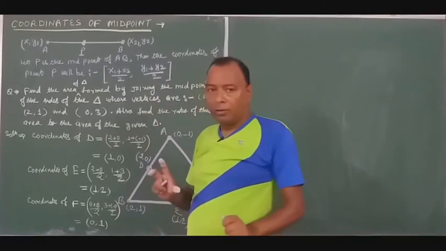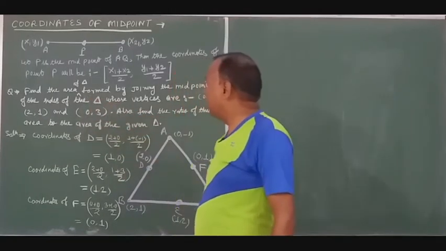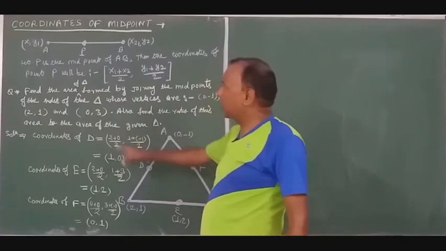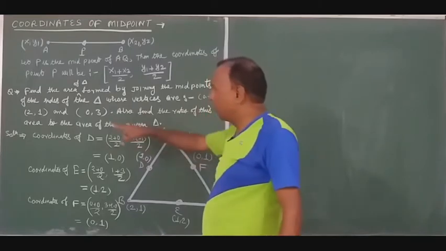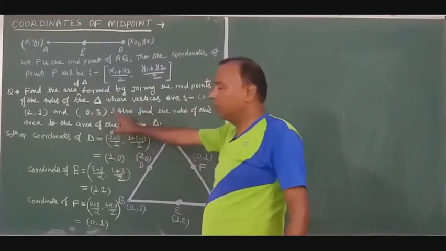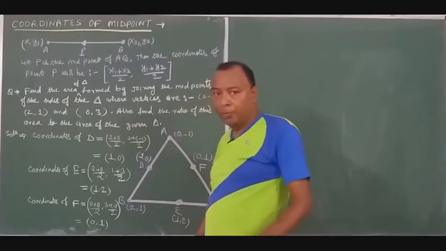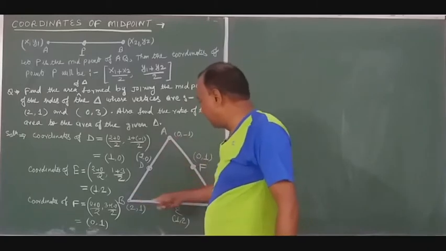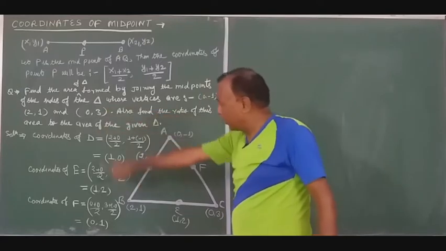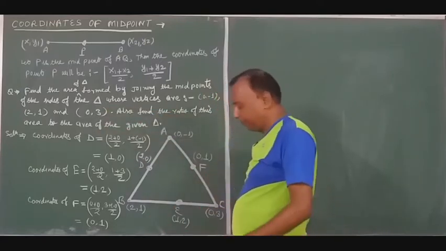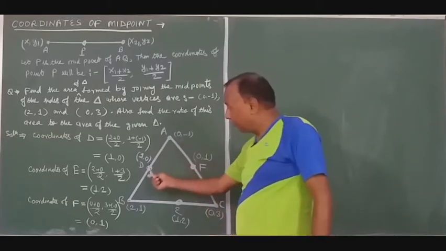So just look at this problem. Find the area of the triangle formed by joining the midpoints of the sides of the triangle whose vertices are (0, -1), (2, 1) and (0, 3). So find the area of that triangle which is formed by joining the midpoints of this given triangle whose vertices are (0, -1), (2, 1) and (0, 3). So now just look here. Let D be the midpoint of AB.